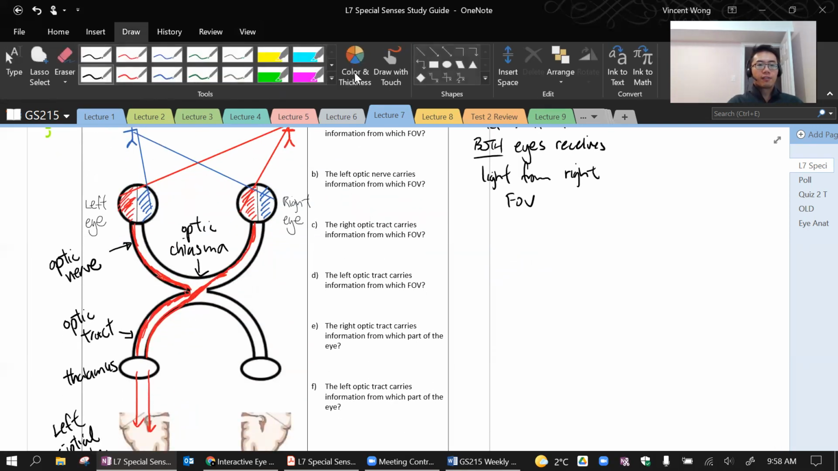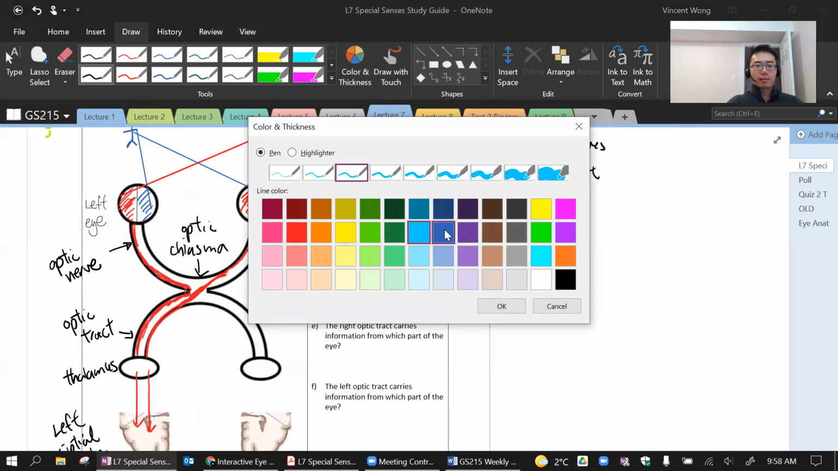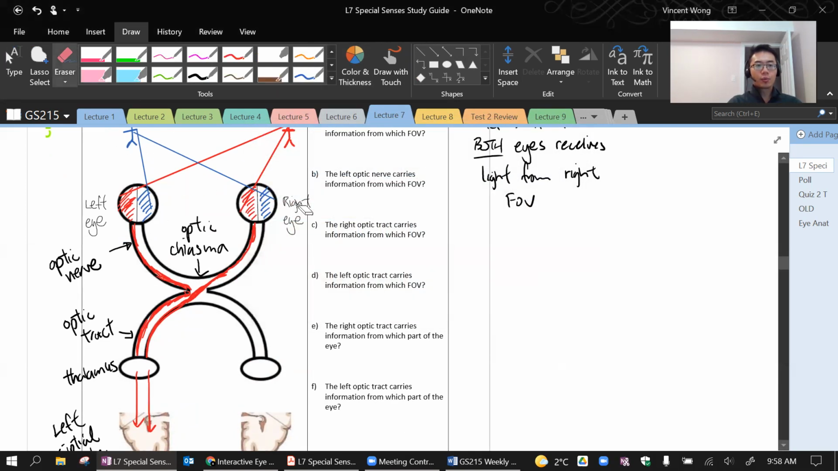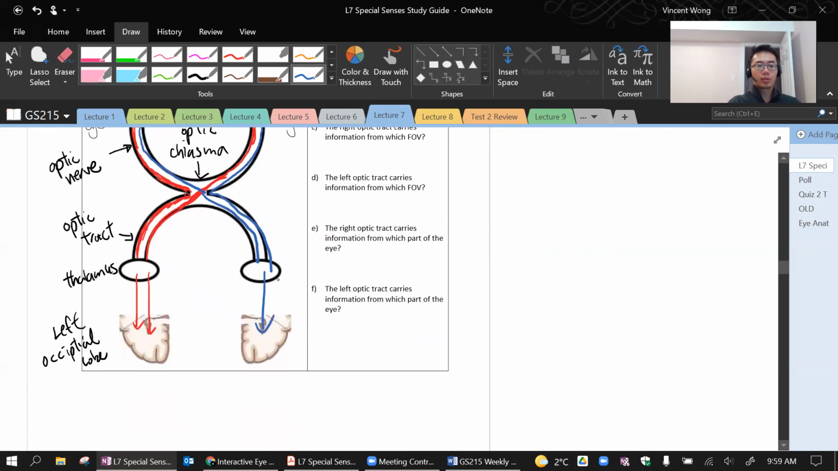Let's finish with the blue stuff. Very, very similar situation here. If I can just find the blue color, I think it's this one. So the left field of view enters the right half of the eyeball. For the right eyeball, it will stay on the same side. For the left eyeball, it will cross at the optic chiasma and join with the other fiber, and then it will go to the occipital lobe.